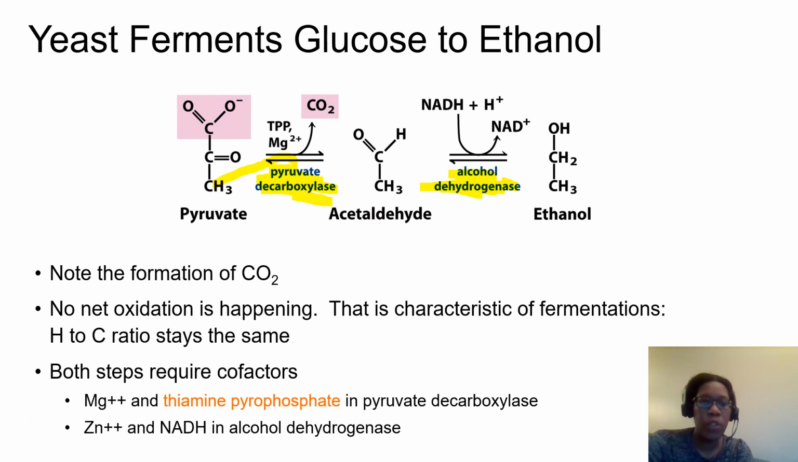And the other thing I want you to notice is that both steps require cofactors. So we haven't really seen cofactors yet, but they will be very important in the citric acid cycle. So we utilize a magnesium and thiamine pyrophosphate. This is an important enzyme, and when this cofactor is in short supply, you end up getting diseases. So thiamine pyrophosphate, or TPP, those are the same thing. It's a derivative of vitamin B. So if you don't have enough vitamin B in your diet, you cannot have this reaction, and you'll have disease from that.